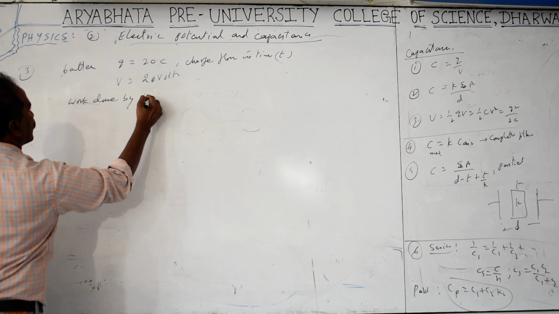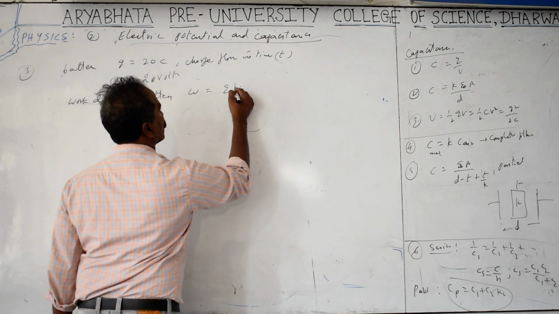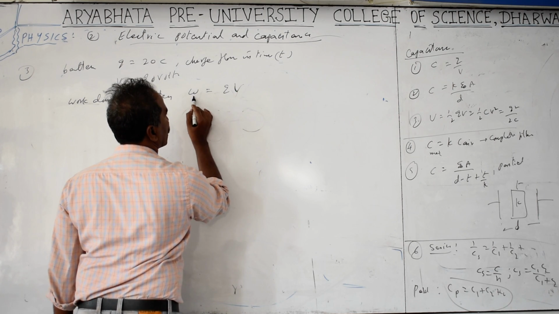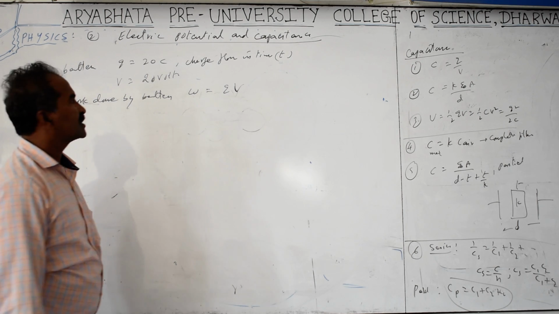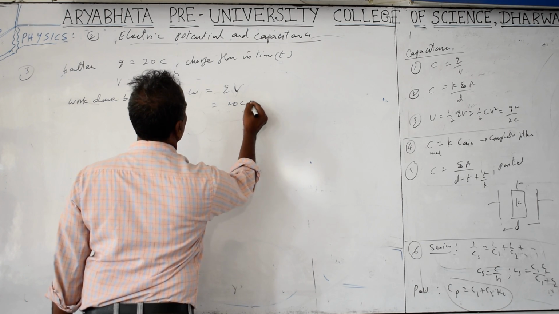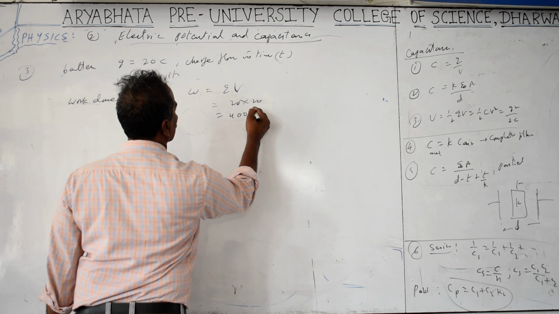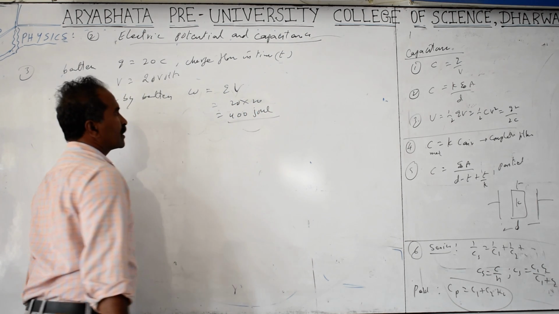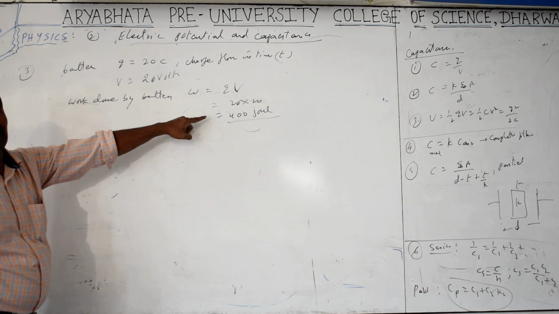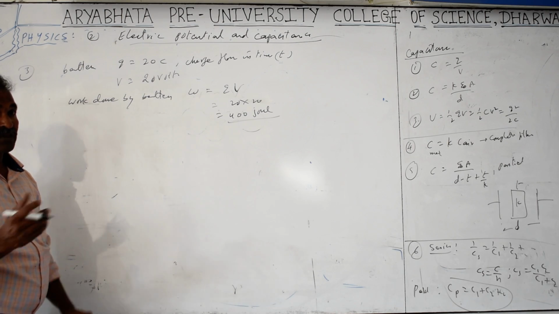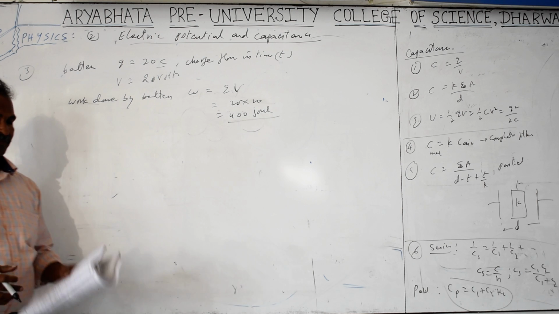Work done by the battery is equal to W equals V, actually delta V, the potential difference. Work done by a charge is charge times potential difference. So work becomes equal to charge into potential difference. The potential difference is 20, that means 20 coulombs into 20. 20 into 20 is 400 joules. Here the charge is given in coulombs. Sometimes we give microcoulombs or millicoulombs, so be careful with the conversion of units. Many different units may be given in the question itself, so that when solving, you avoid mistakes.